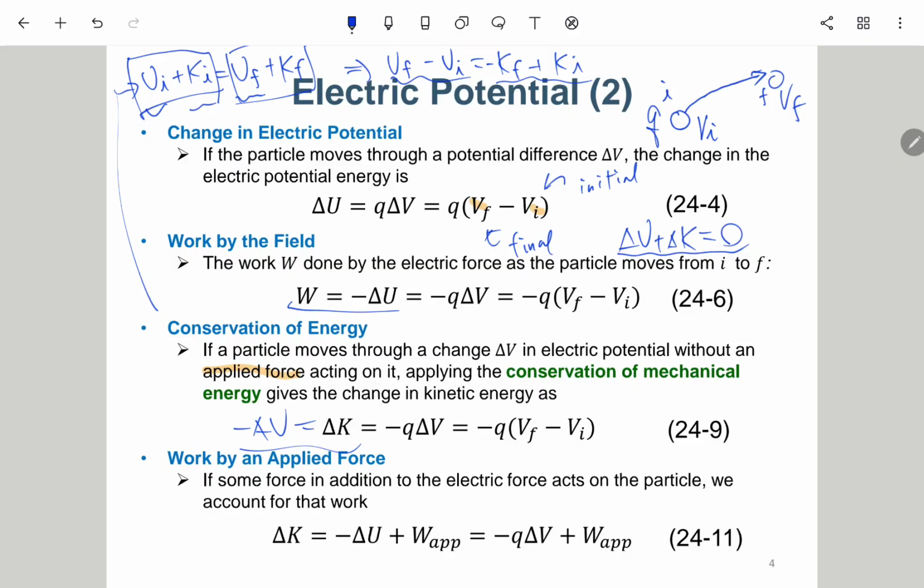And the fourth case is if we have done some work on the system. Here we have work by an applied force. It says if some force in addition to the electric force acts on the particle, we account for that work. In such a way, delta K will be negative delta U plus the additional work done on it. If you put more work on it, then the kinetic energy will become larger. It's that simple.